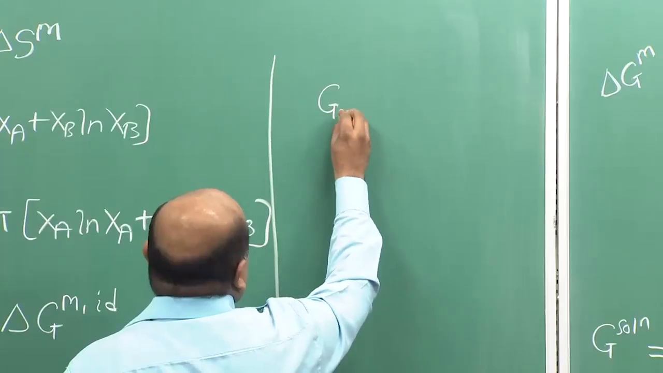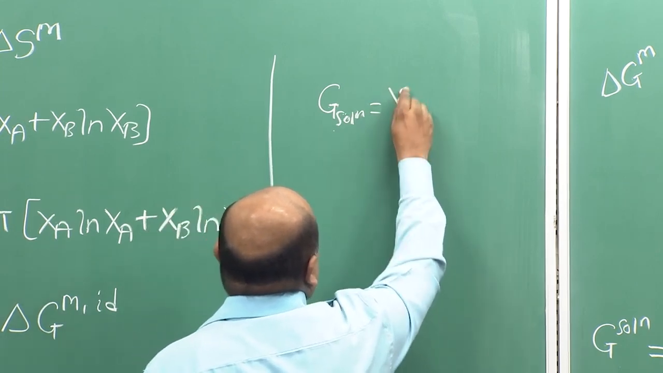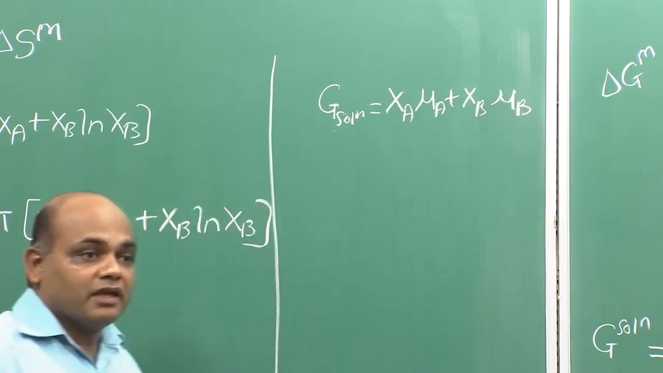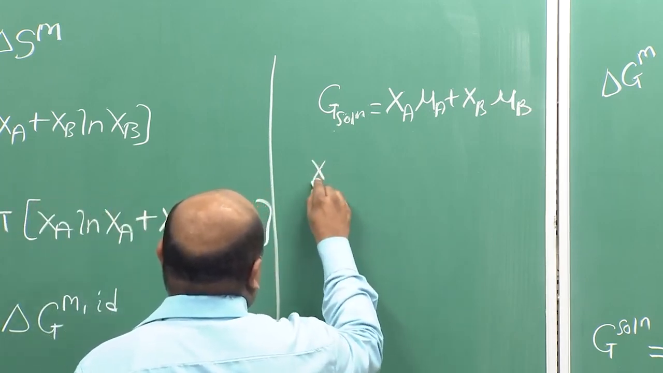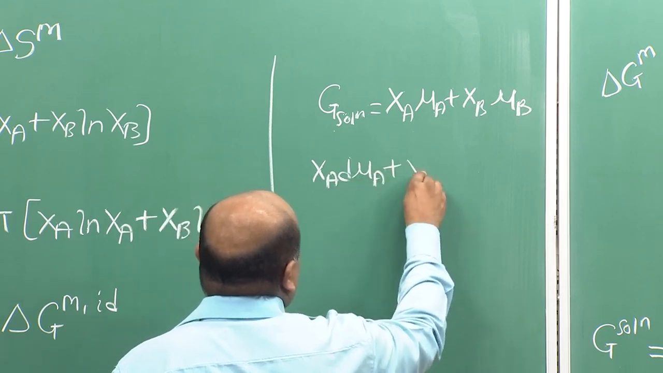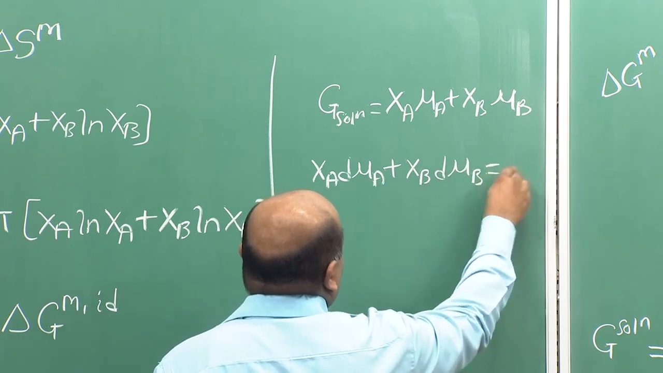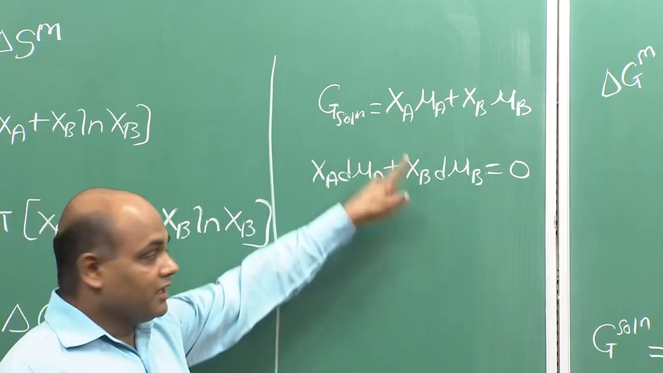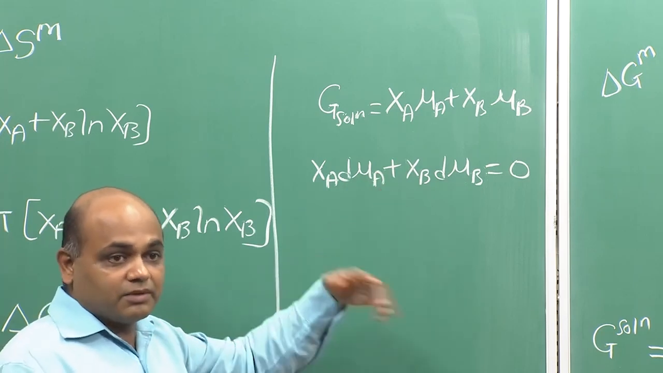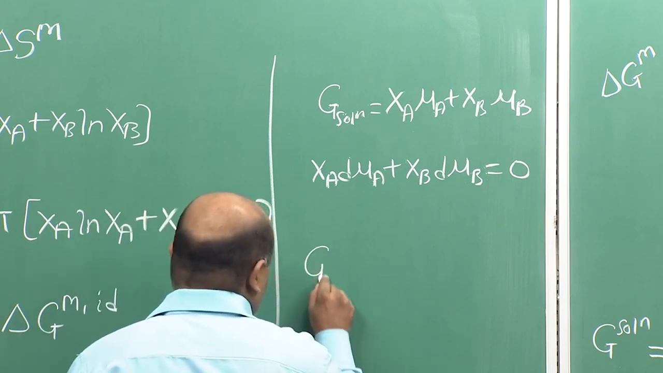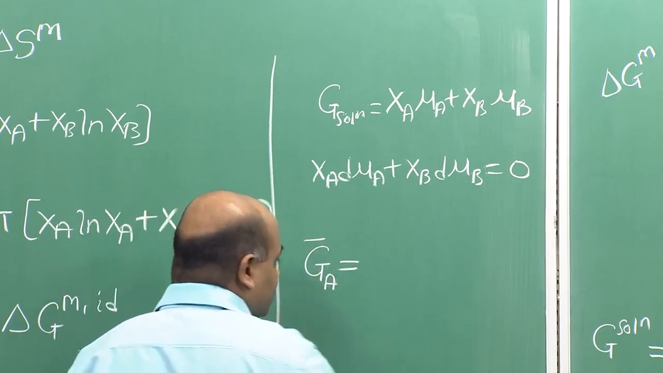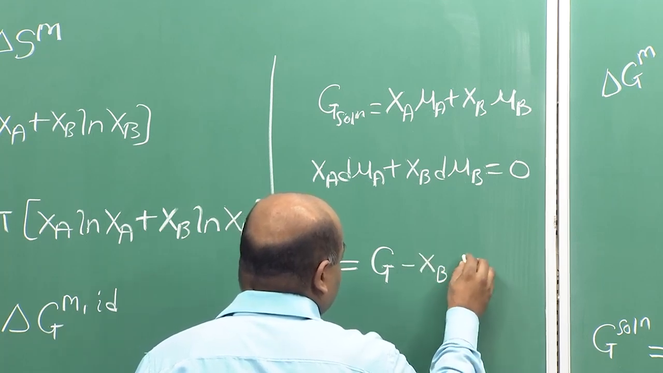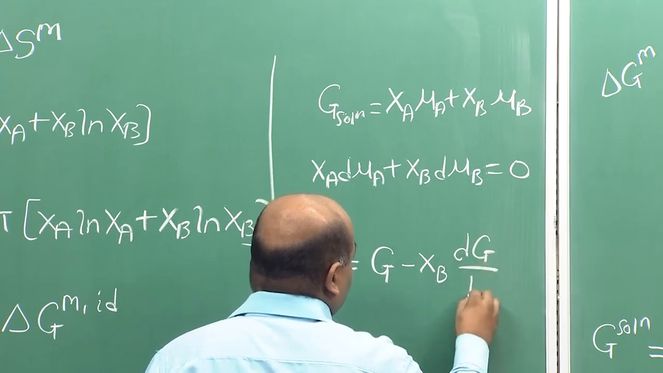The molar Gibbs free energy of the solution is then written as G solution equal to xA mu A plus xB mu B. And from the Gibbs-Duhem equation, we have xA d mu A plus xB d mu B equal to 0. Now, if we differentiate this equation, use the Gibbs-Duhem equation and rearrange the terms, we will get the equation for G A bar, which can be written as G A bar is equal to G minus xB times dG by dxB.